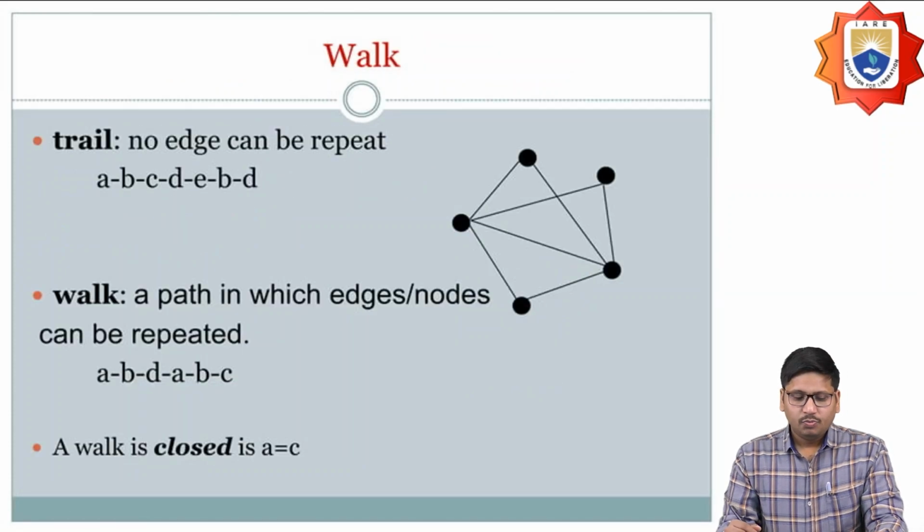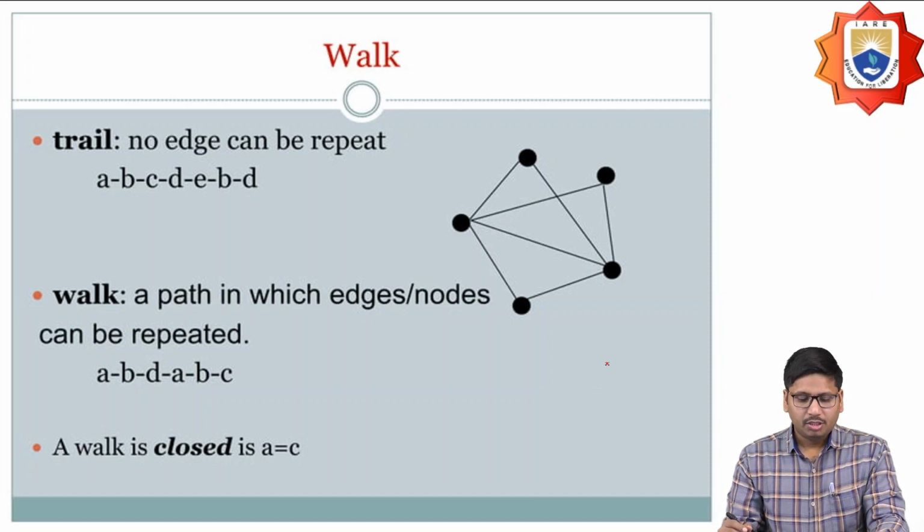1. Then next one is, what is the path or walk? A walk is nothing but a path in which the edges and nodes can be repeated. A walk is said to be closed whenever the source and destination are the same. And trail means no edge is going to be repeated.